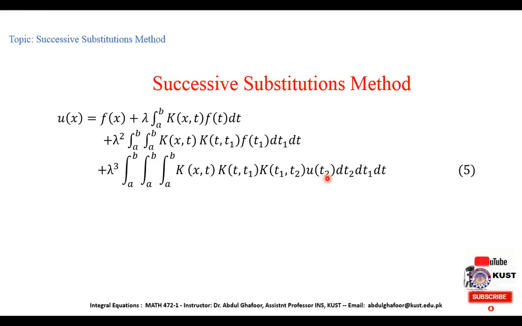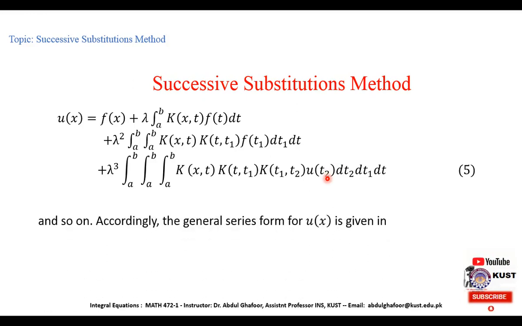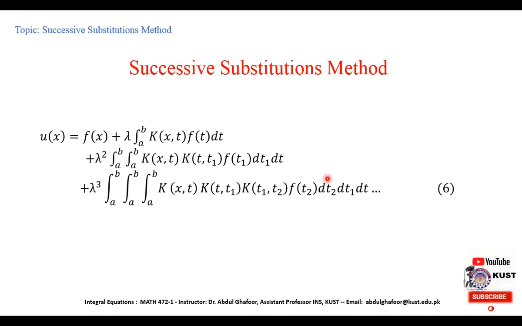So when we substitute x is equal to t2 and t is equal to t3, accordingly the general series form of u of x is given in equation 6, and this series is continued. So you can see that this equation 6 is basically our solution, and in this solution we have single and multiple integrals, and this continues.